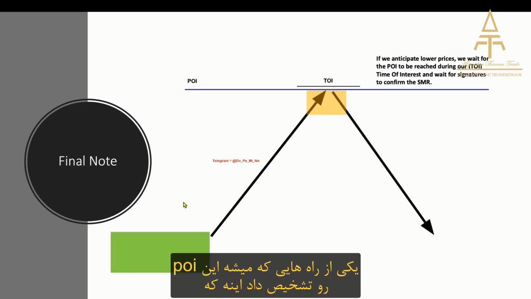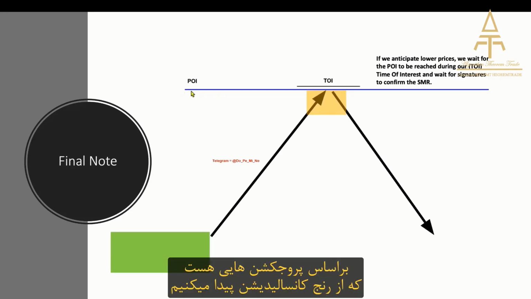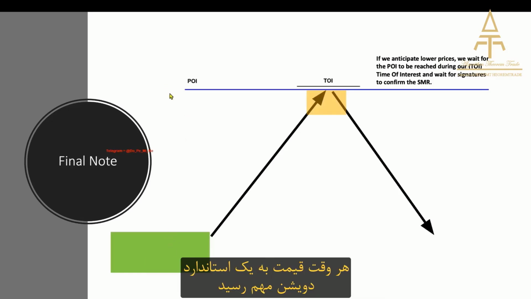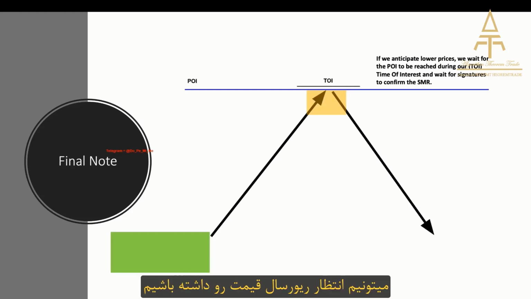One of the ways that we can determine this price level, this reversal point, is by utilizing projections based on the range of the original consolidation. So what we can do is project standard deviations based on the low to high of the original consolidation into the future. And whenever significant standard deviations get reached, we can anticipate a smart money reversal to occur.